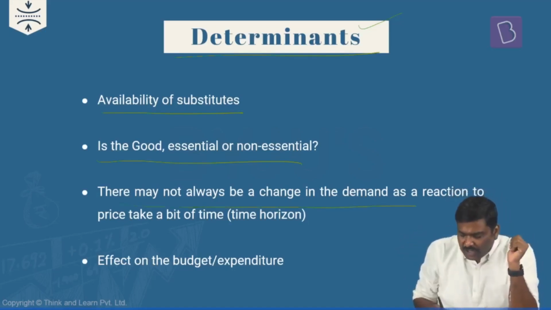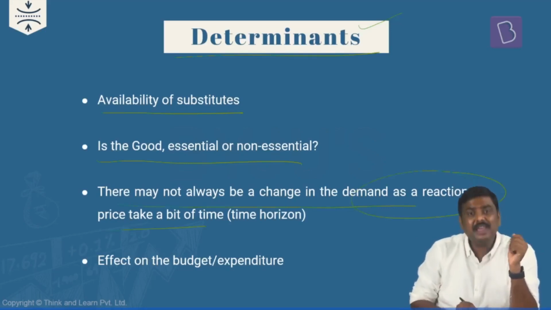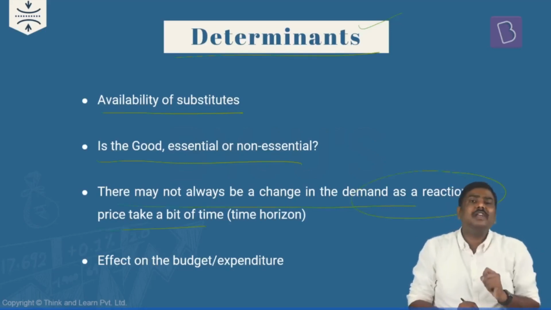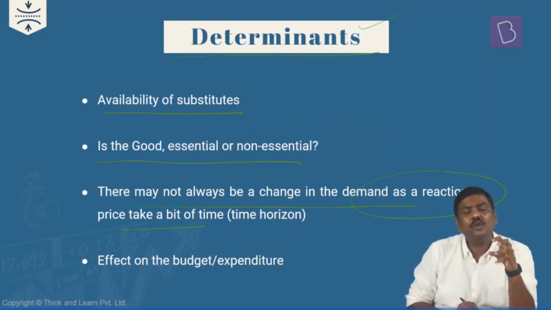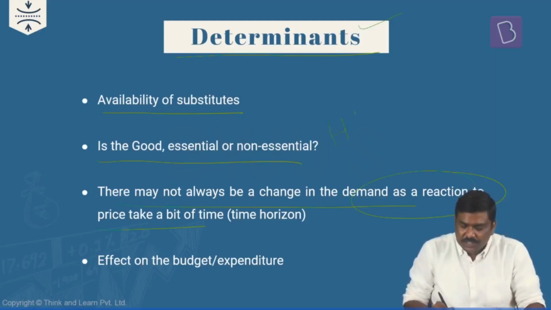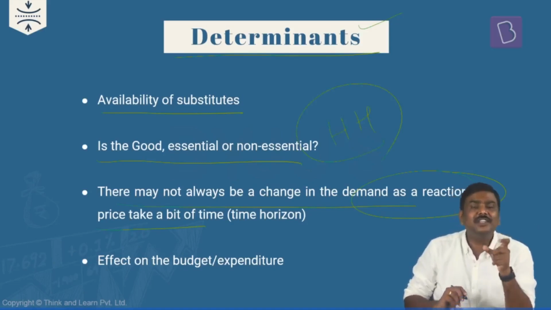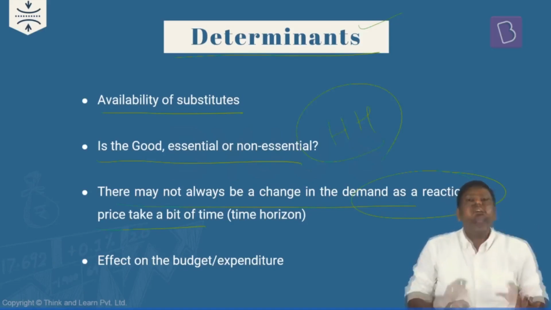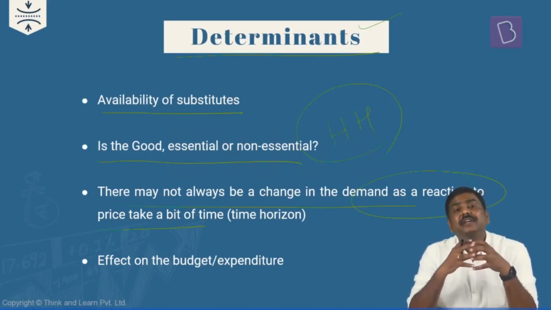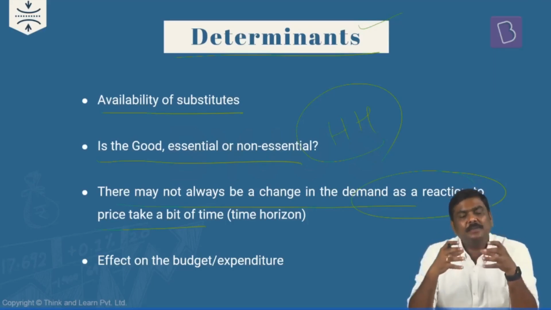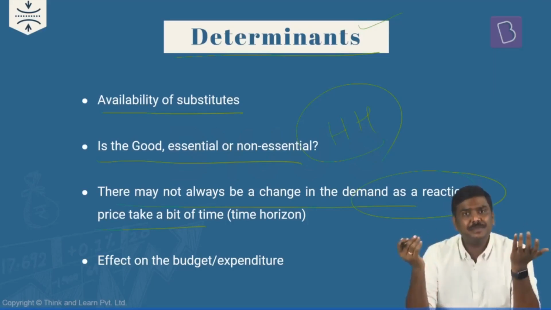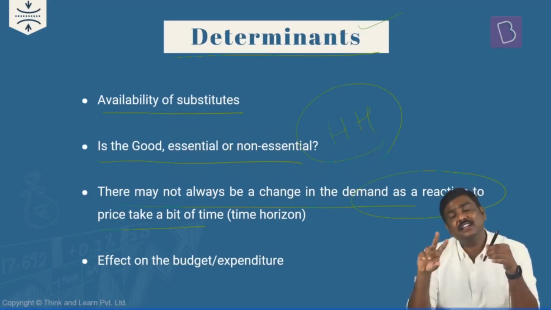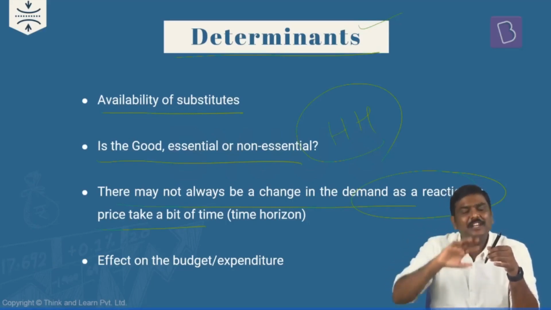There may not always be a change in the demand as a reaction to price; it takes some amount of time. In the economy, it has generally been seen that households try to adjust within the budget that they generally have. And if within the budget constraint, within this particular allocated budget, they are unable to make adjustments, only and only then has it generally been seen that there is a change in the demand.